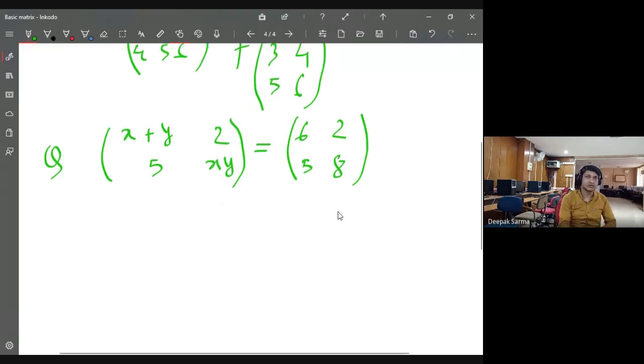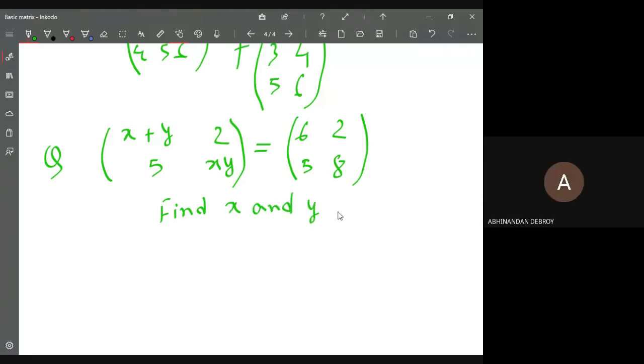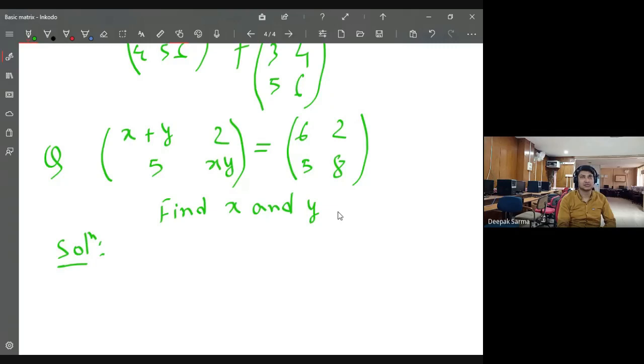And here I have written the matrices to be equal. So my question is, find x and y. Can you find it? Yes, sir. Okay. So we have to solve. Ultimately, we are given that x plus y equal to 6, and we are given xy equal to 8. Because the other entries are exactly the same, you have to solve these two equations.